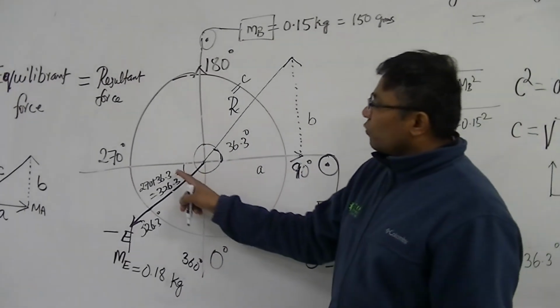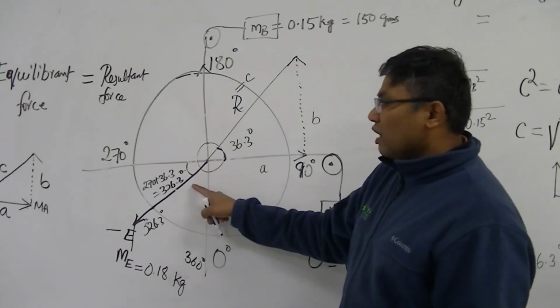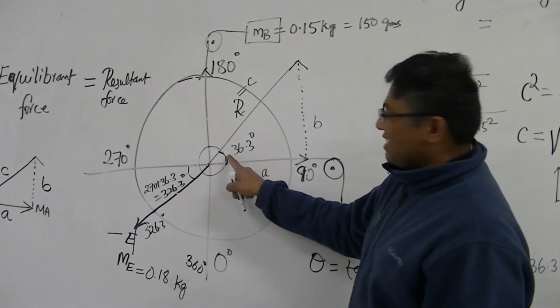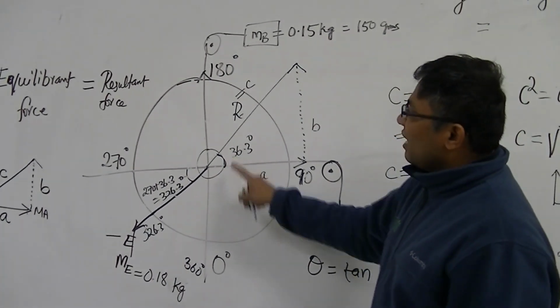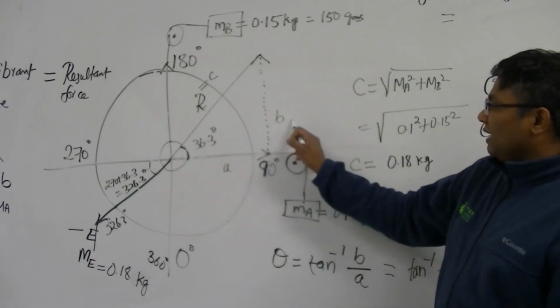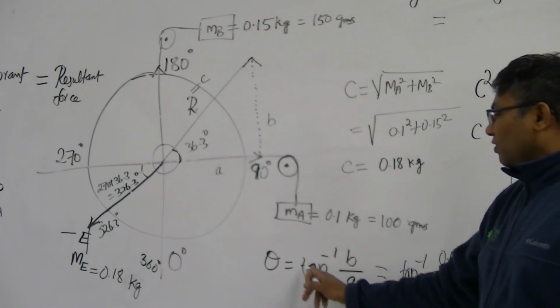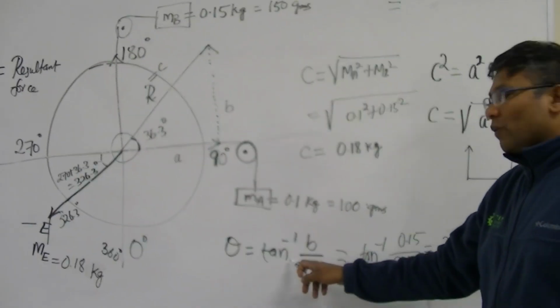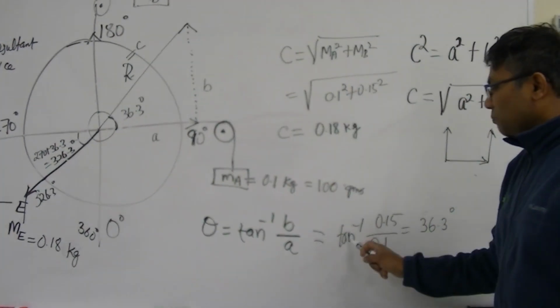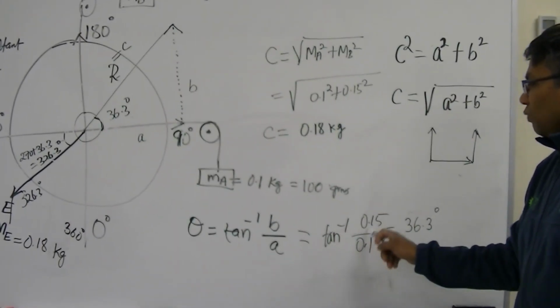Now I need to figure out which angle I should place this at. So how do you calculate the angle? To calculate this angle, you need to know this angle. So how can I get the angle? Again from the theory part, if you know A and B, how do you calculate the angle here? This is the equation: tan inverse of B over A. So when I plug in those numbers, tan inverse, what is my B?